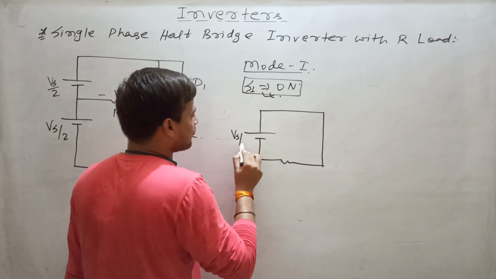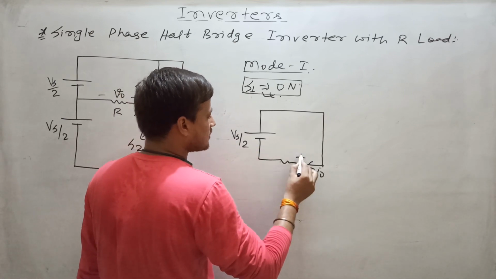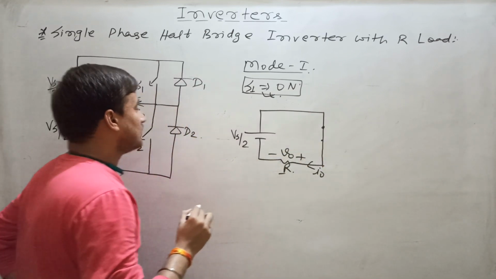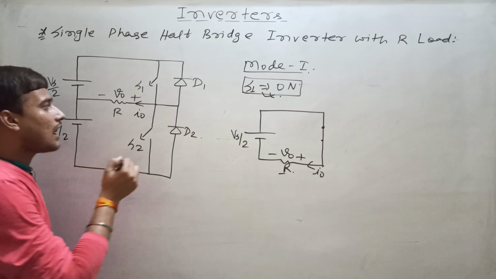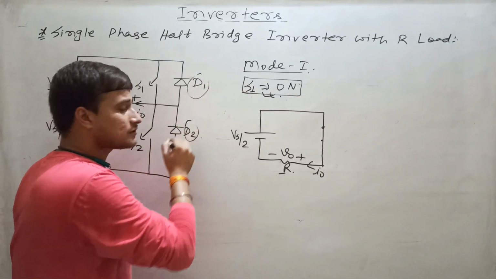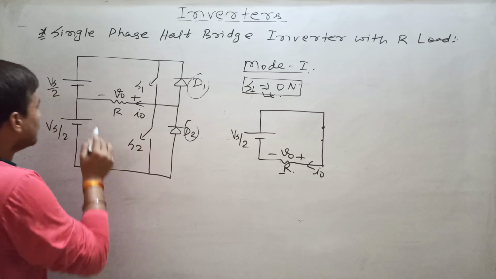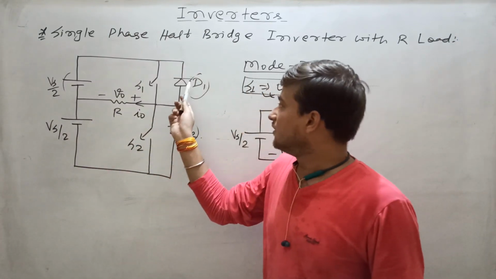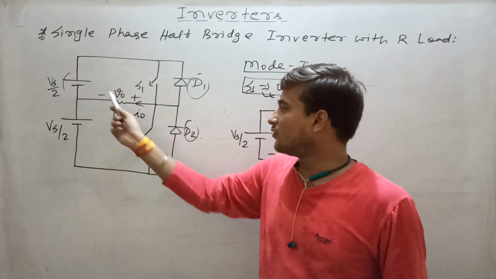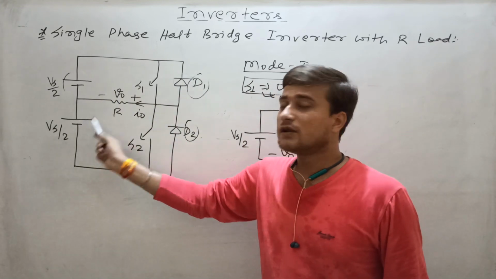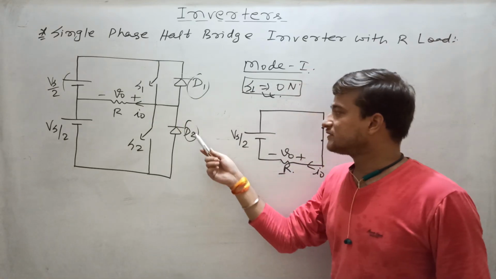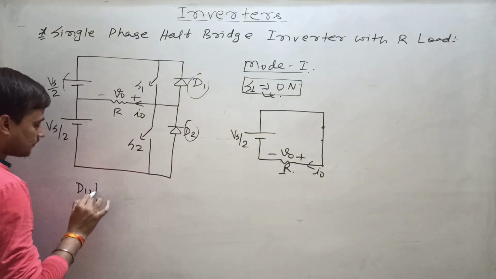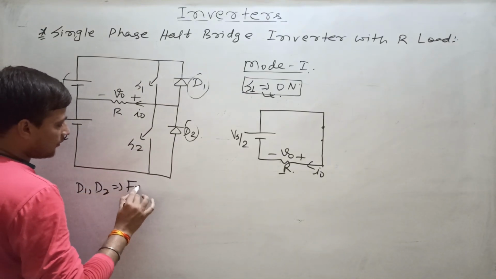This is Vs by 2. This is current I0. This is plus minus V0. This is the resistance R. The switch is connected like this. Now you will ask, sir, what is the use of these two diodes? You can see that the supply voltage is fixed, so these two diodes are reverse biased for this supply voltage. So what is the use of these two diodes? Basically, D1 and D2 are called feedback diodes.